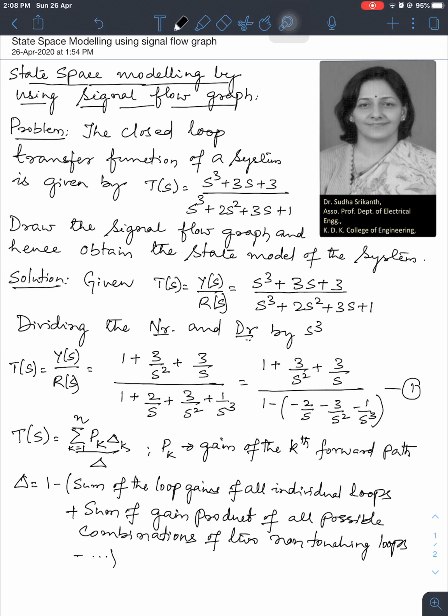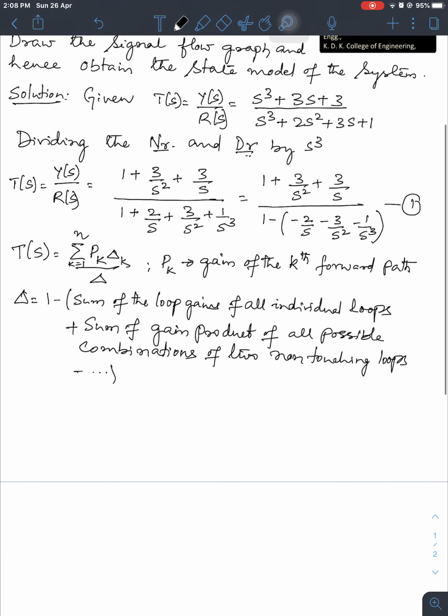If you look at equation 1, the numerator suggests that it contains all the forward paths whose gains have been added. So obviously the numerator can be seen as, I will write it as, there are 3 forward paths, P1, P2, P3. There are 3 forward paths whose gains are 1, 3 by s², and 3 by s. Sorry, this is 3 by s³. This is 3 by s³. Alright.